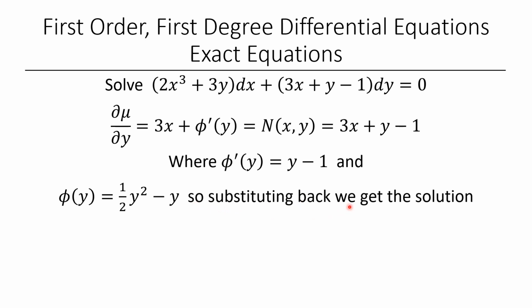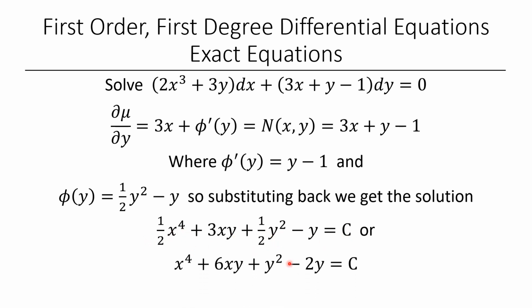And so now we can substitute this back into our original equation for mu. And when we do, we have our first solution. Of course, we can simplify this by multiplying through by 2. And when we do, we get x to the 4th plus 6xy plus y squared minus 2y equals some arbitrary constant. We could solve for the constant if we had some boundary conditions, but we do not. So this is the solution to the differential equation listed at the top.